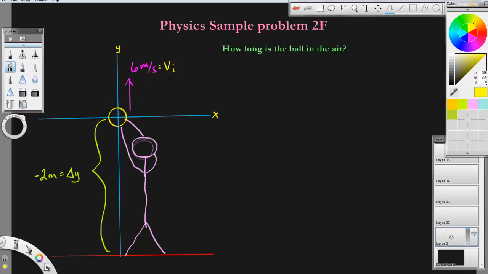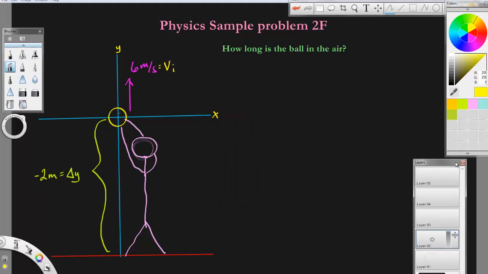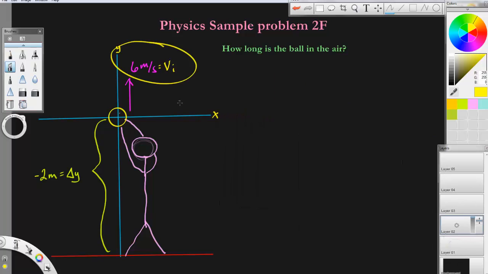This person hits it with an initial velocity of 6 meters per second here. And some might be asking, well, what's the weight of the ball? And that doesn't matter. It's just the initial speed is 6 meters per second. Whatever it is, it's going to fall at the same rate and hit the ground at the same time. This distance here from the center of the ball to the ground is -2 meters. And they set this up for you with the XY axis at the projectile here.